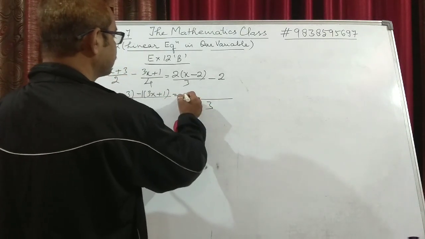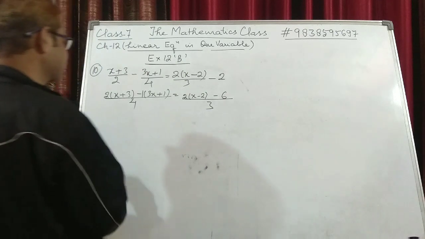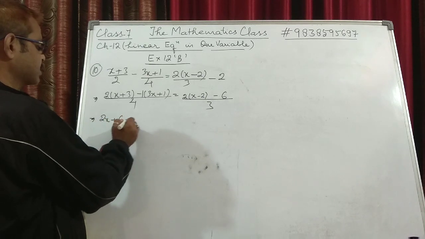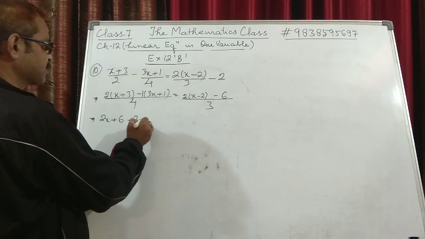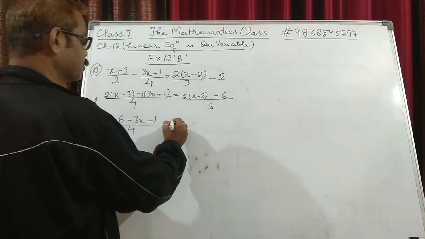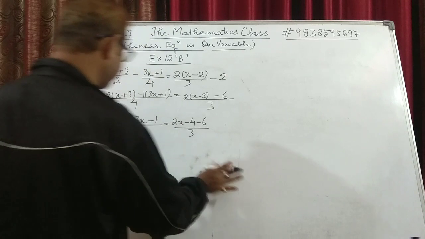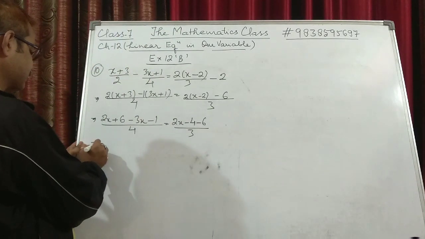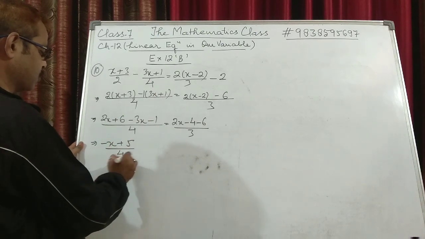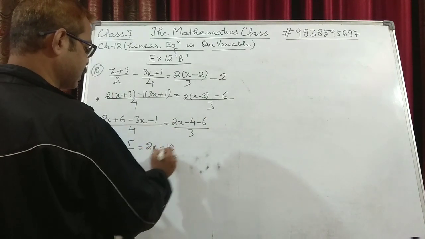the LCM is 3. This will be as it is 2 times of x minus 2 minus 3 2s is 6. I am writing 6 directly. Now we will open the bracket. So 2 into x is 2x plus 2 into 3 is 6. Minus 1 into 3x is minus 3x, and minus 1 into plus 1 is minus 1 upon 4 is equal to 2x minus 4 minus 6 upon 3. Now 2x minus 3x is negative of x. 6 minus 1 is plus 5 upon 4 is equal to 2x minus 6 and 4 is minus 10 upon 3.